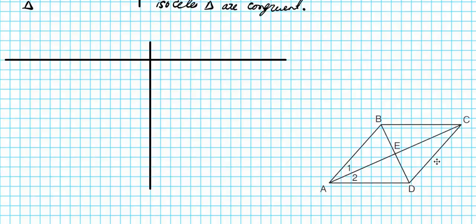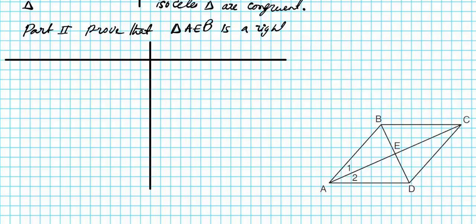All right, now let's take a look at the second part. So part 2, what are we doing here? We want to prove that triangle AEB is a right triangle. AEB is a right triangle, okay? So if we can just show that one of the angles in triangle ABC is 90 degrees, then we're done. Okay, so what's the plan for that?